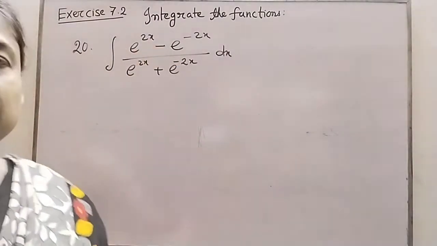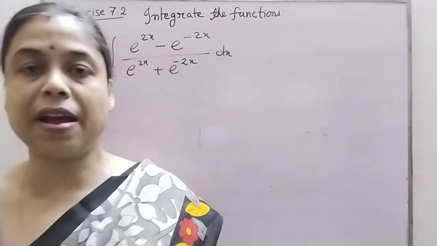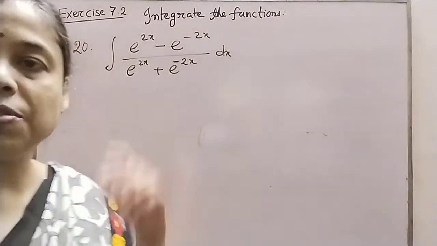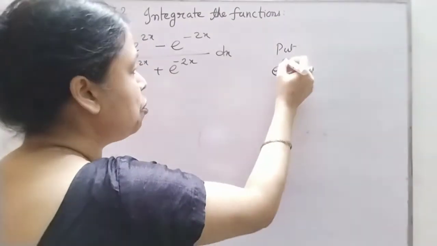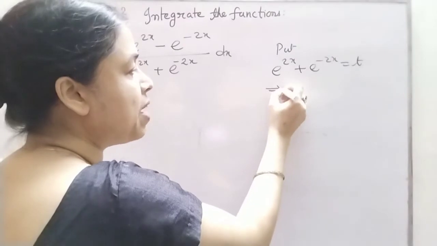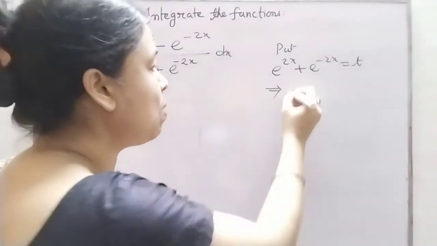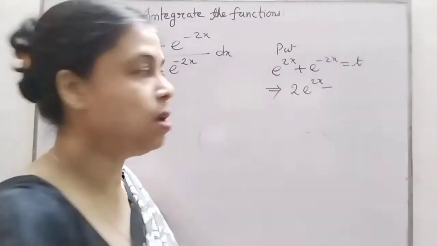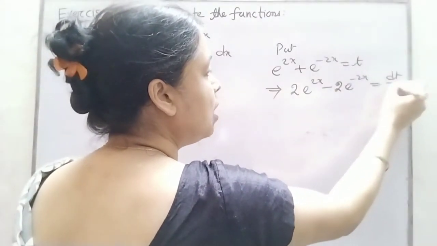So the numerator and denominator derivatives are present. Constant will not matter. So here no need to do any simplification. Simply substitution of the denominator gives you the numerator. So let us substitute e to the power twice x plus e to the power minus twice x equal to t. Take derivative as earlier, using the formula for e to the power mx, 2 e to the power twice x, here m is minus 1, minus 2, so minus 2 e to the power minus twice x, is equal to dt by dx.